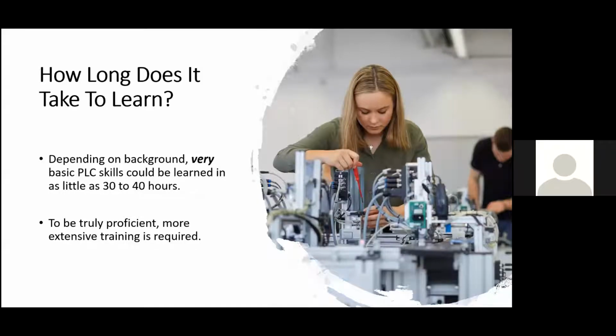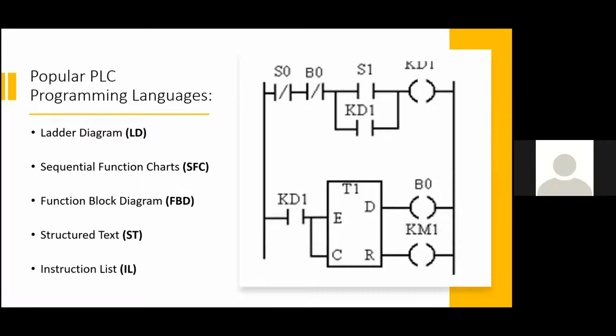So how long does it take to learn PLC programming? Well, depending on a student's background and experience, very basic PLC programming skills can be learned in as little as 30 to 40 hours of training. But of course, to become truly proficient in all 5 of the most widely used PLC programming languages, which you see listed on the screen here, as well as learning how to efficiently troubleshoot and address errors and equipment breakdowns, of course, more training would be required.